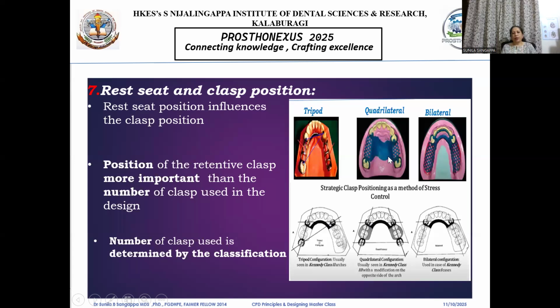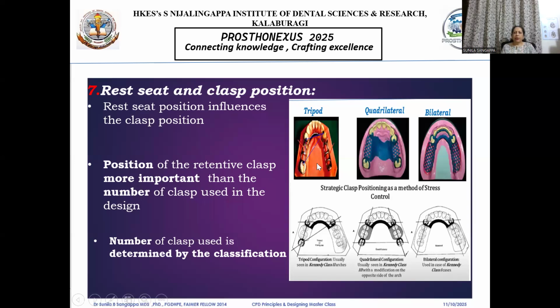The quadrilateral configuration is considered in cases of Kennedy's class 3 with a modification space. As seen here, we would clasp the tooth that is adjacent to the edentulous space. So we get a quadrilateral configuration. And this is said to be one of the best in order to distribute stress. So in a situation where we do not have a modification space and teeth are present here, we still aim for this quadrilateral configuration.